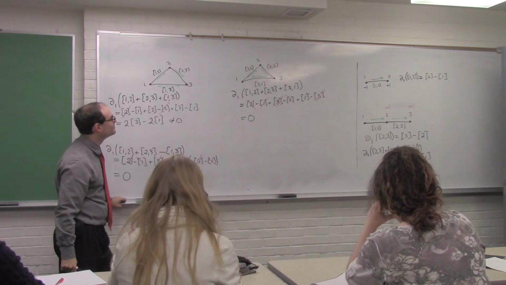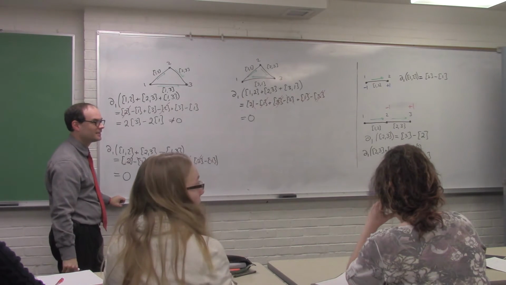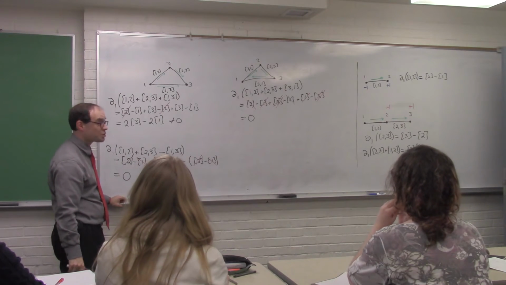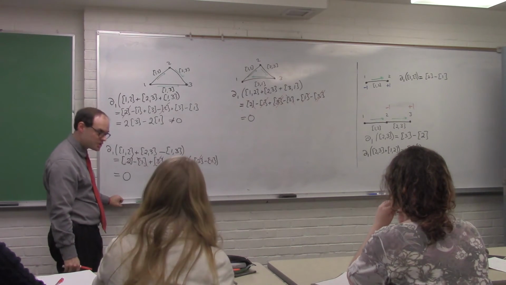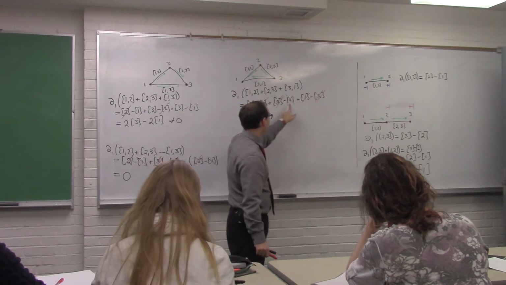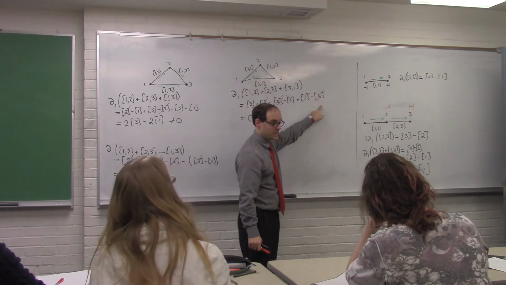So 0. Is that an empty set? Is that nothing? Is that a number? It's a 0 vector. Remember, these are basis elements in a vector space.